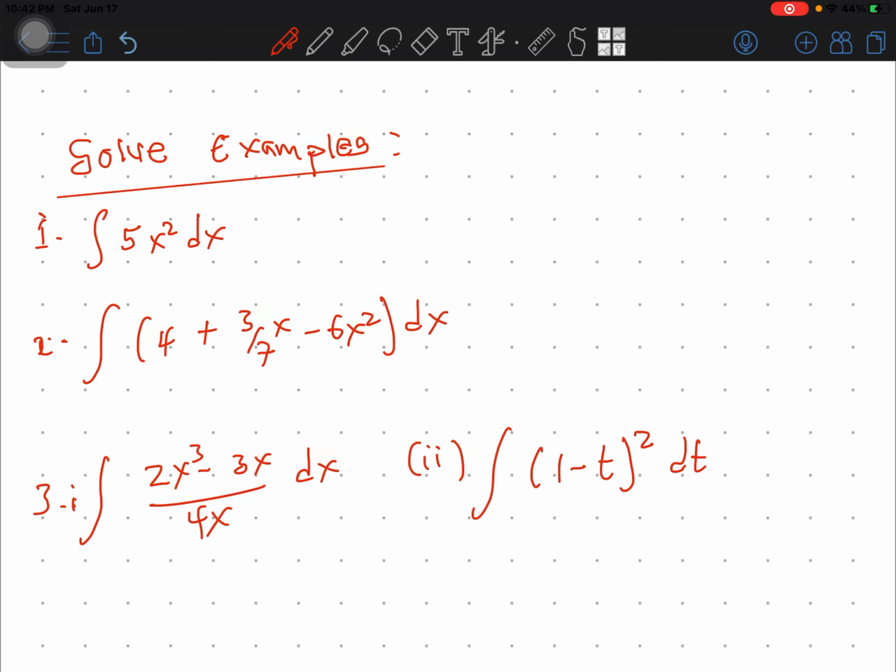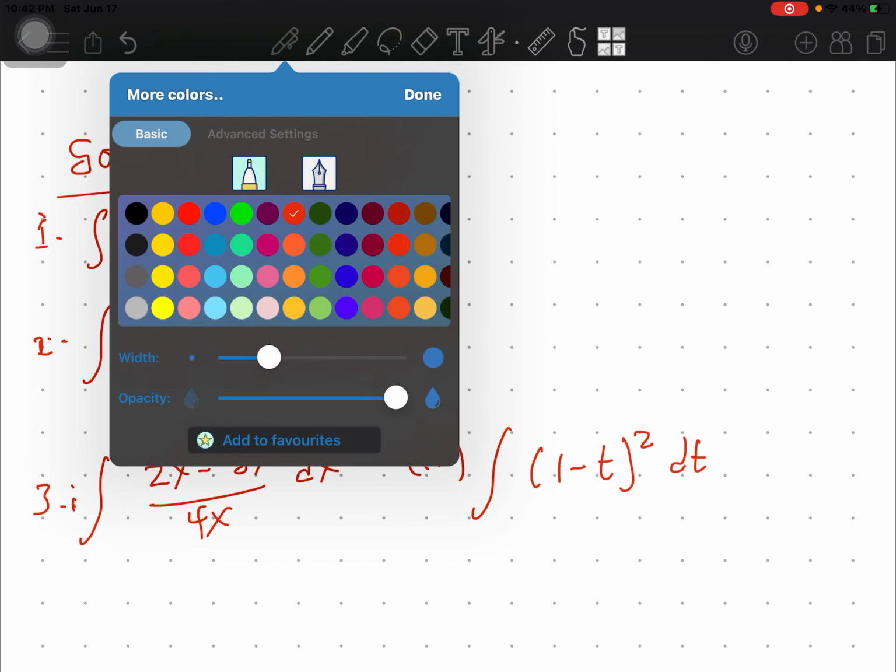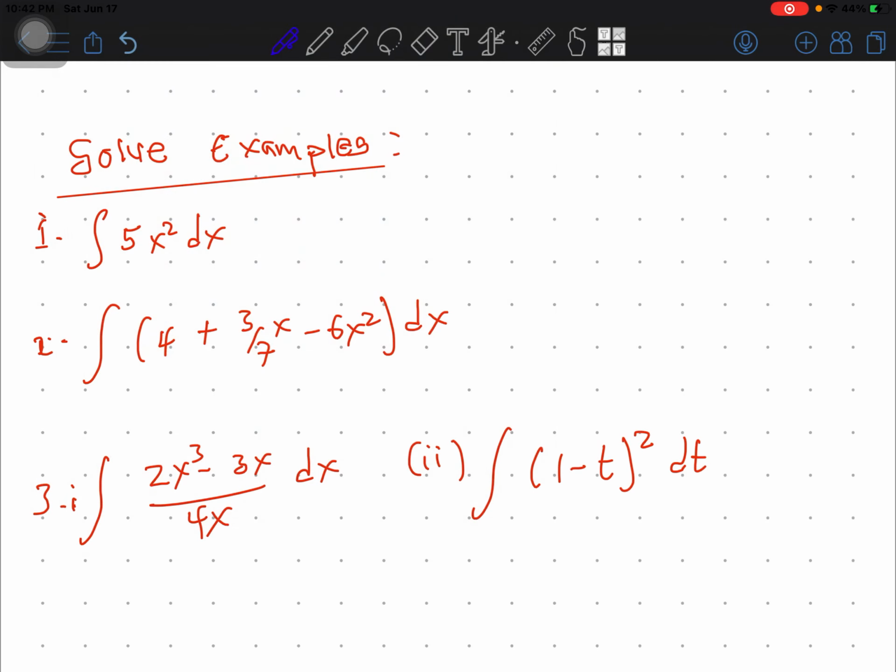So after discussing standard integrals, let's move on to solving some examples. Let's take the first example. The first example says that we should find the integral of 5x squared dx. And this is a simple one. I think this is the first standard integral that we discussed, which was the power rule. Therefore, it's easy to apply the power rule and do it.